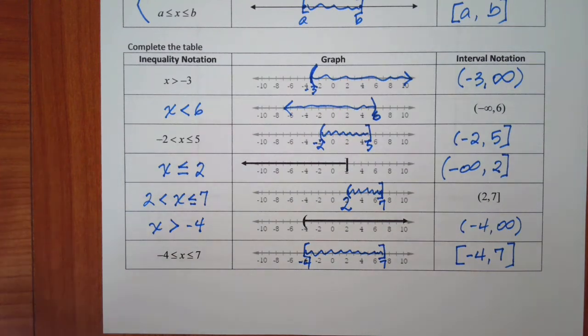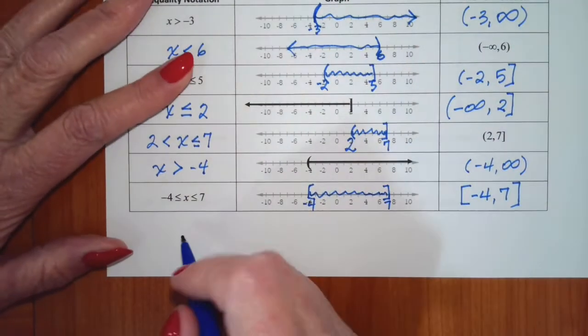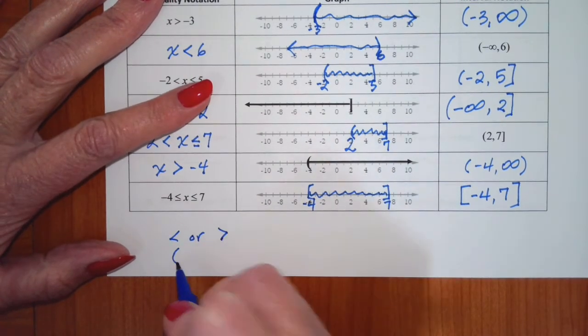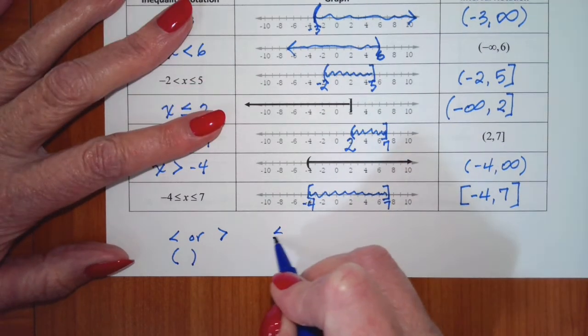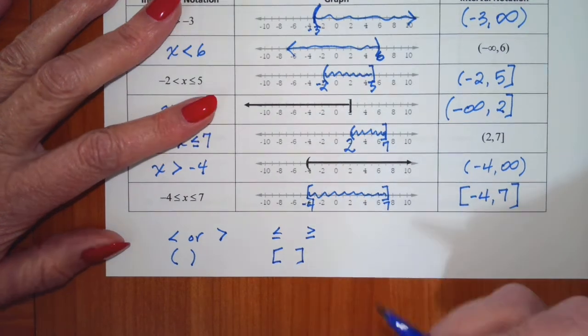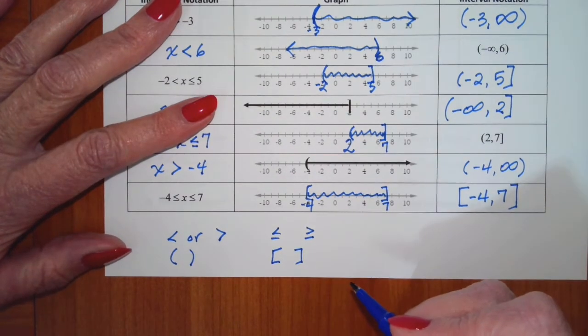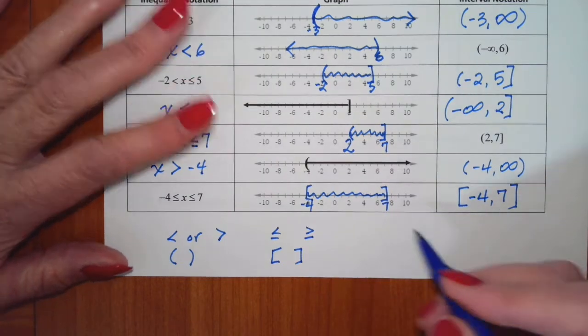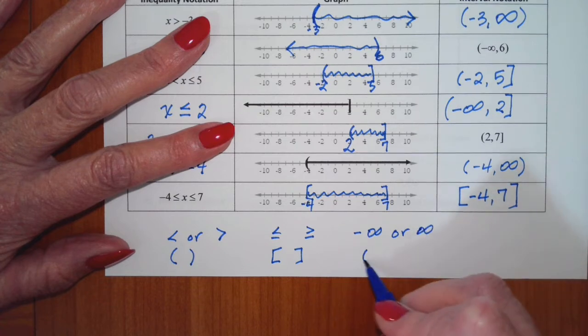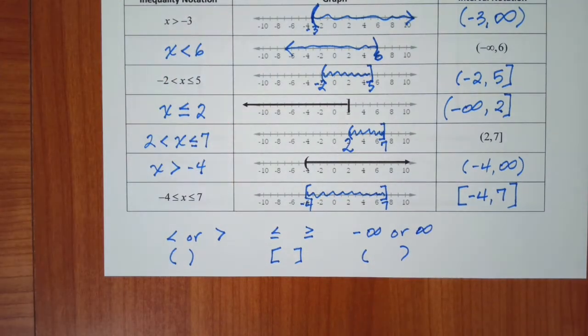So we're going to be looking at this. If you look at the next page, you'll see there are inequality notations on there, and I wanted to make sure you understood those. Now you can make some little cryptic notes to yourself. If it's less than or greater than, then it's parentheses, less than or equal, greater than or equal is brackets, and negative infinity or infinity always get a parentheses. So whatever notations you want to make to yourself about that.